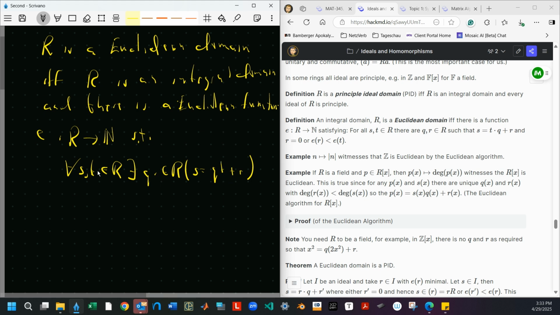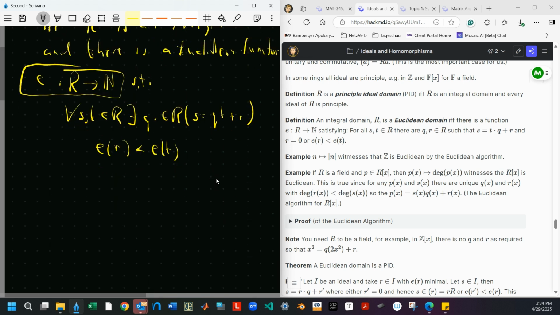Now we can't do that here because we don't have any notion of order. I mean, who knows if we have a notion of order or not. But what we do have here is that E of R is less than E of T. So we use this external function to sort of push down on things, and we'll use this in the same way we used the fact that the remainder was small in a sense. And we'll look at this with a couple of really interesting examples.